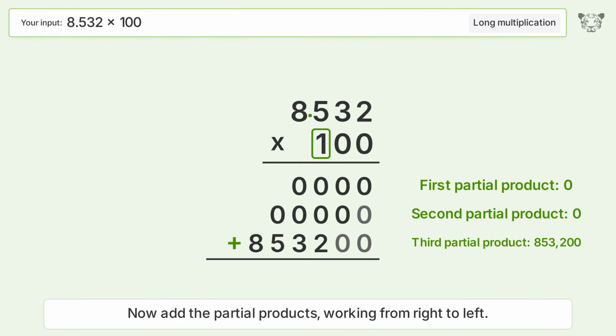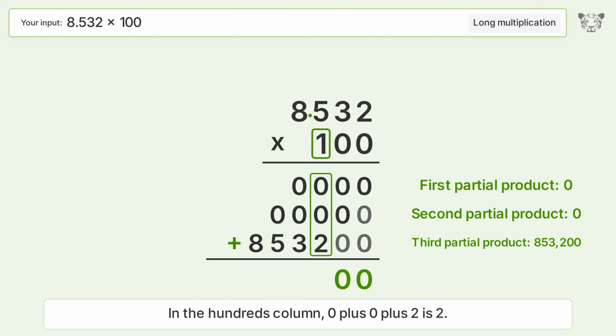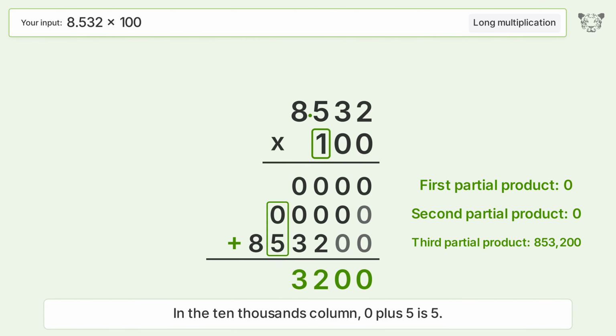Now add the partial products, working from right to left. The ones and tens columns each add to 0. Move right to left, one column at a time. In the hundreds column, 0 plus 0 plus 2 is 2. In the thousands column, 0 plus 0 plus 3 is 3. In the 10,000s column, 0 plus 5 is 5. In the 100,000s column, bring down 8. The product of the whole numbers is 853,200.